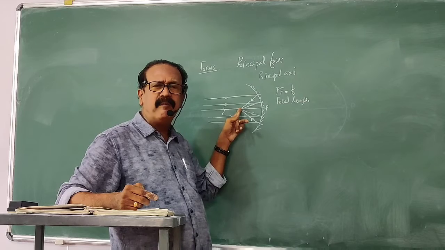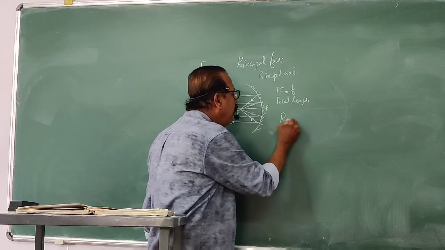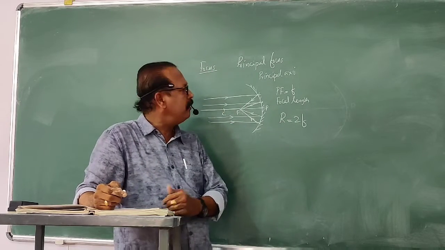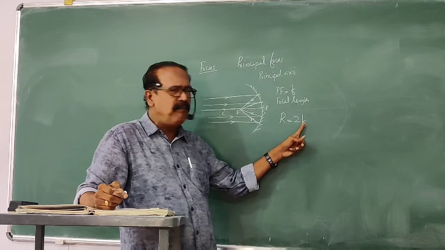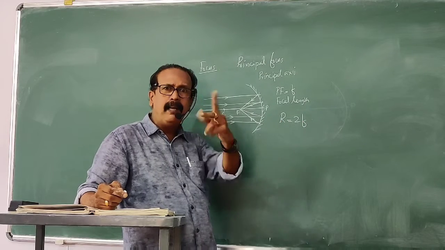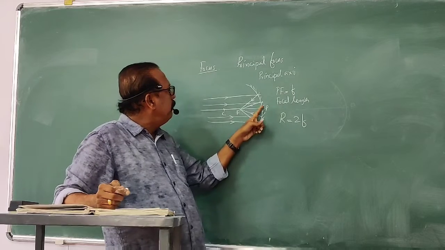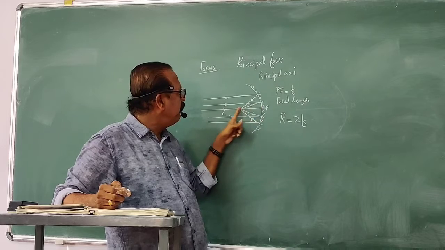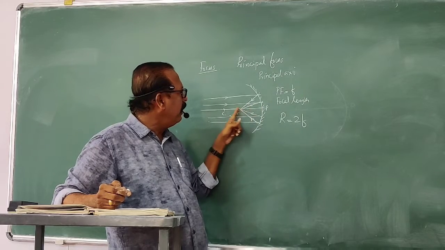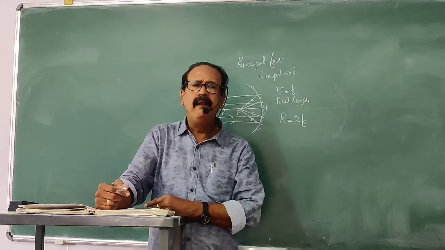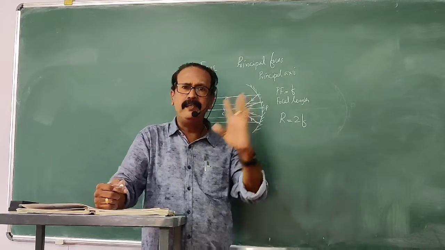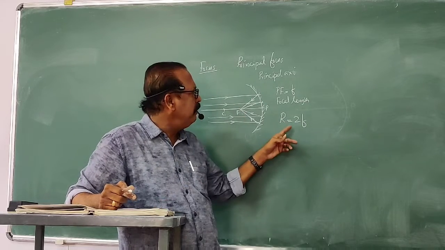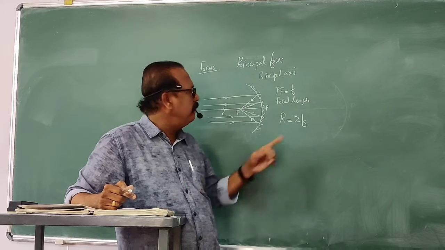There is a relation between radius of curvature and focal length: R equals 2F. It's always true for a spherical mirror. R equals 2F means the radius of curvature will always be double the focal length. PC is the radius of curvature, PF is the focal length. This proof is not needed. In higher classes, in plus 2, we will be studying the proof of this property.